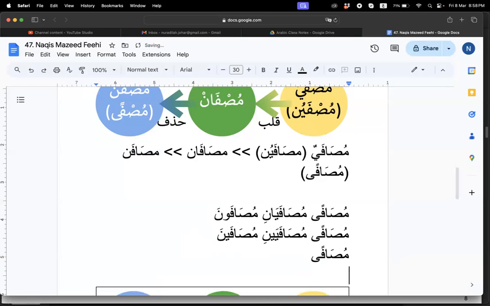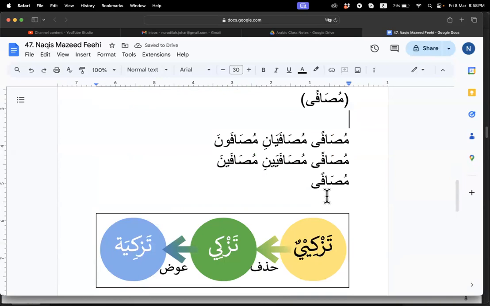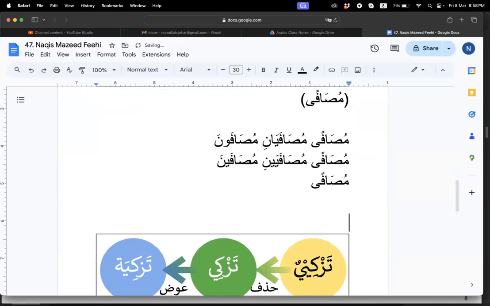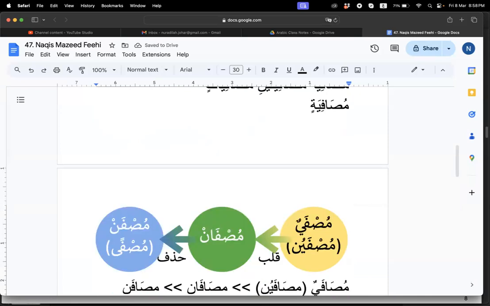Okay, so last thing, feminine. How do we make this feminine? Musofayatun. Okay, very close. Before we do that, the ya is a weak letter, and before that is a fatha. So what happens? The ya needs sukun? No. The ya changes to alif, like all our other rulings.